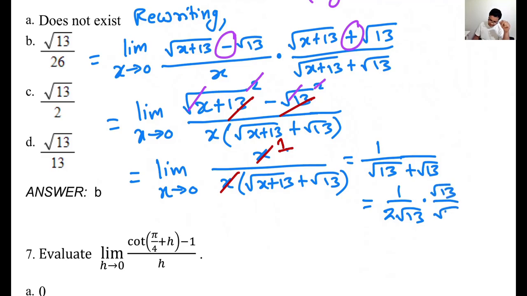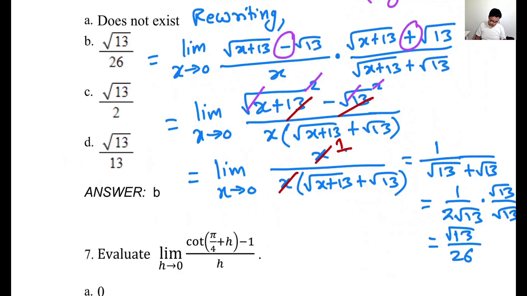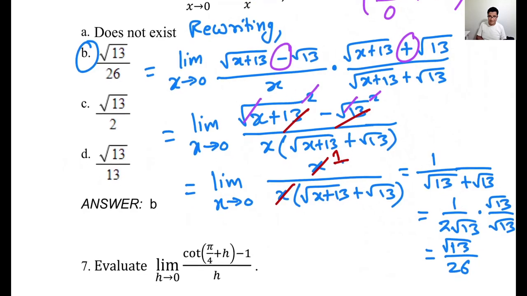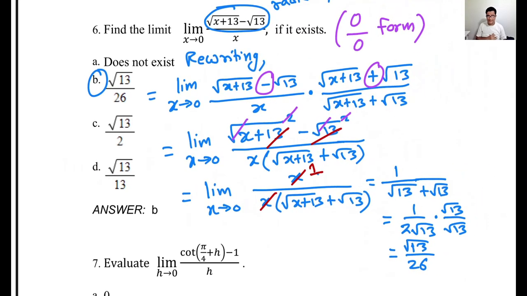But then you realize there is an irrational number in the denominator, so you multiply by itself, root 13. So you have 13 over 13, root 13 over 13 times 2, which is 26. Root 13 over 26 after rationalizing the denominator. Okay, here is your complete solution.